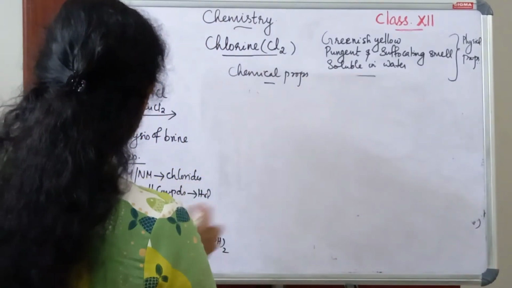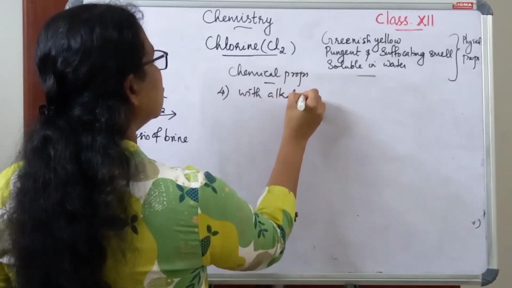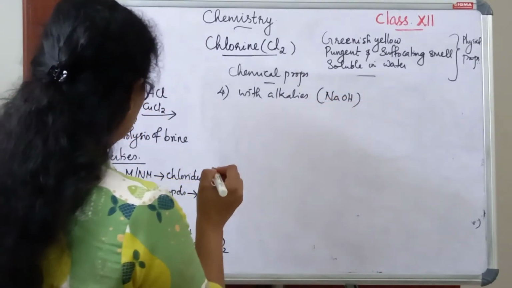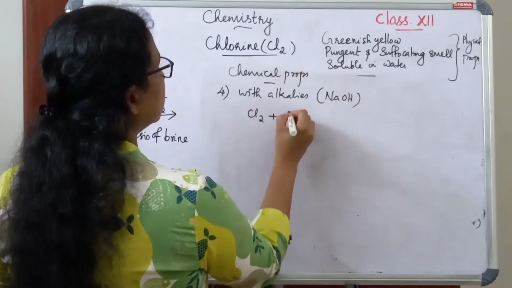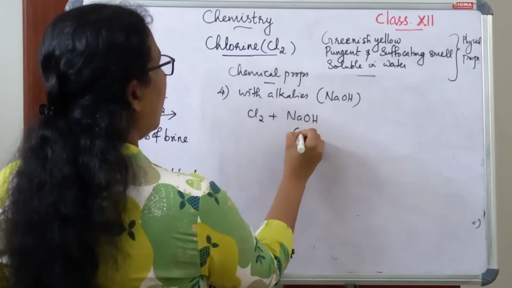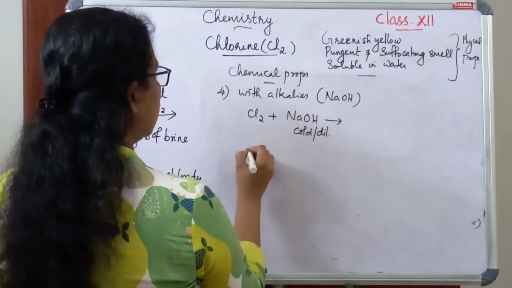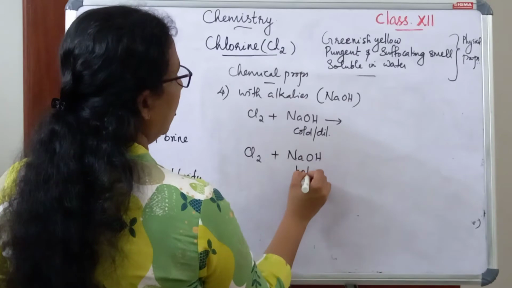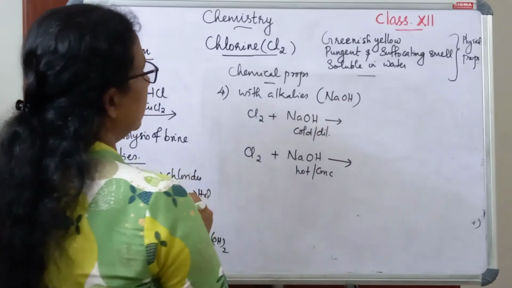That is an example of an alkali. That is the fourth reaction, with alkalis. First of all, we can take NaOH. In this case also, we need to check two reactions. One is chlorine with dilute NaOH. That is the first case. Second case, chlorine with hot concentrated NaOH. So these two equations are very important.